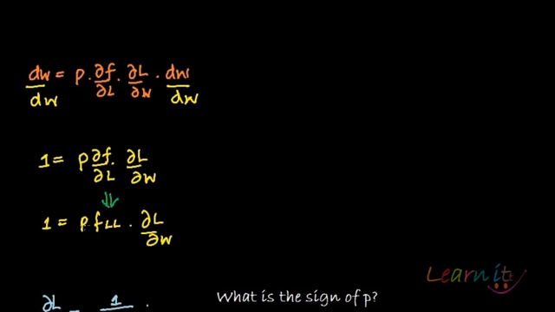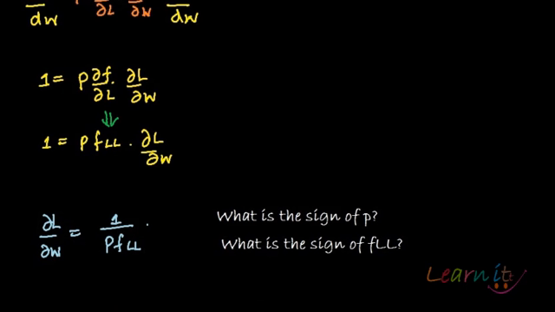You can replace ∂F_L/∂L with F_LL, and you can write this as 1 equals P F_LL into ∂L/∂W. So ∂L/∂W could be written as 1 upon P F_LL.